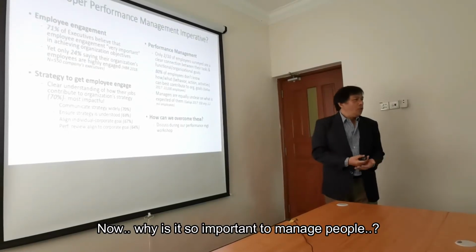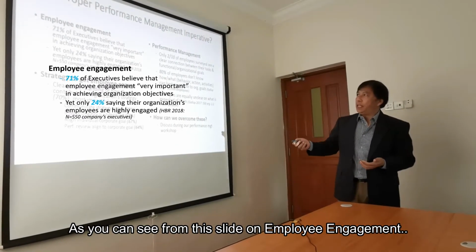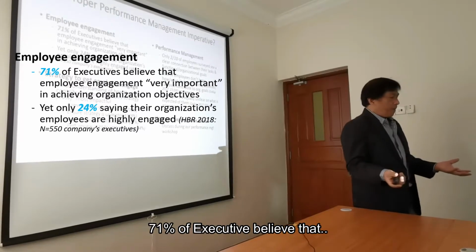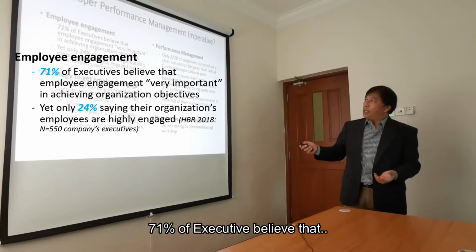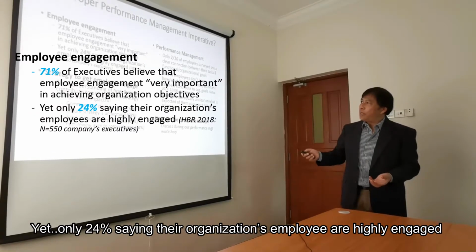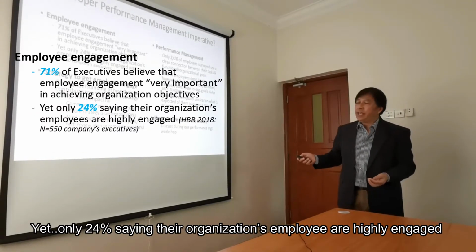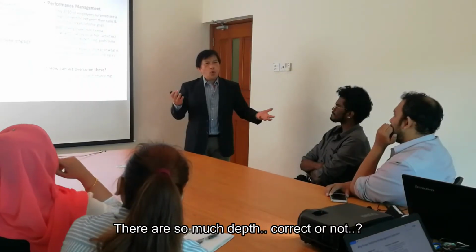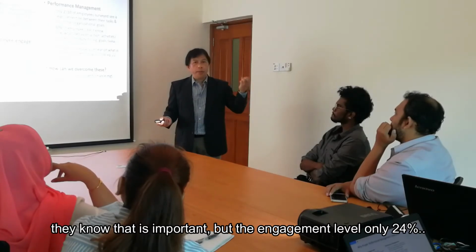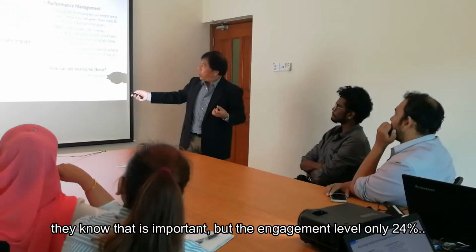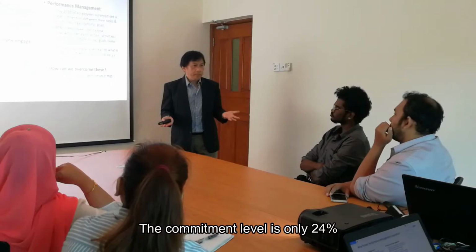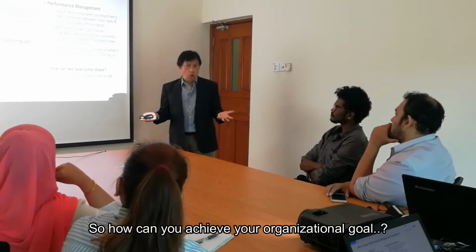Now, why is it so important to manage people? As you can see from this slide here, employee engagement is talking about the commitment that I mentioned just now. Alright? 71% of executives believe that employee engagement is very important, yet only 24% say that the organization's employees are highly engaged. There's so much gap. Correct? No? They know that's very important, but the engagement level is about 24%. The commitment level is only 24%. So how can you achieve your organizational goal?